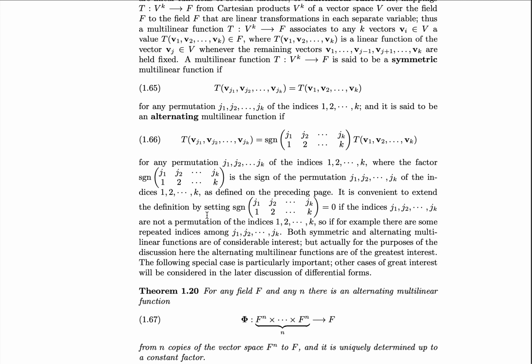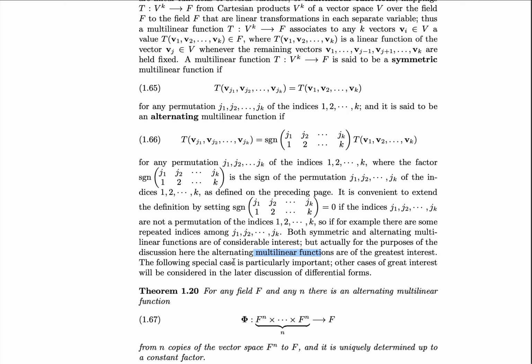It is convenient to extend the definition by setting the sign equal to 0 if the indices are not a permutation, so for example, if there are any repeated indices. That is, if you ever have two positions being the same, for instance if this is v_1 and this is v_1, the result will be the original thing times 0, since the sign term will be 0, since you have two indices that are the same, namely j_1 is associated with 1 and j_2 is associated with 1. Both symmetric and alternating multilinear functions are of considerable interest, but for now, only alternating multilinear functions are what we care about.